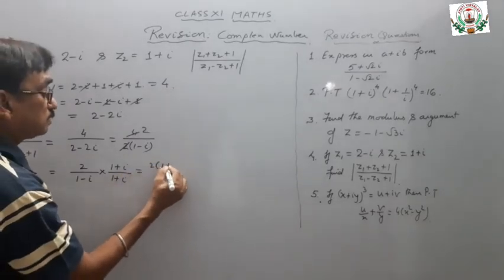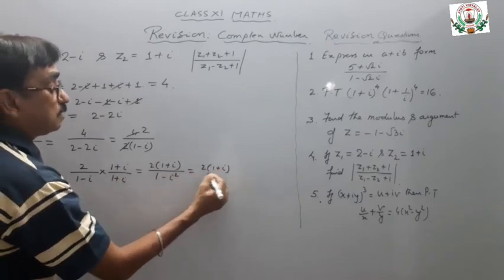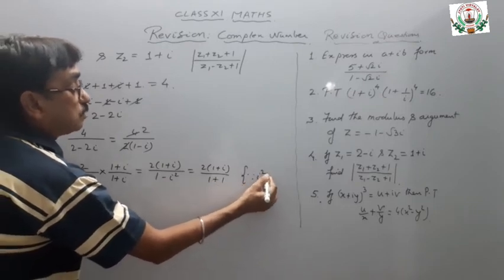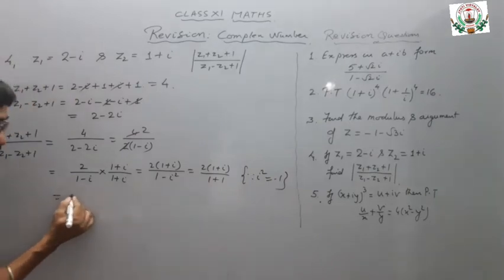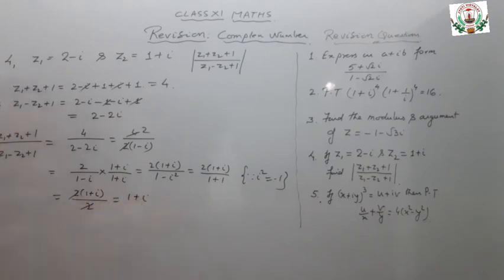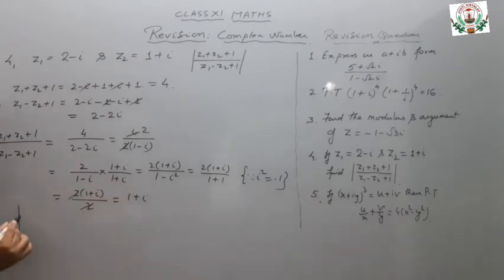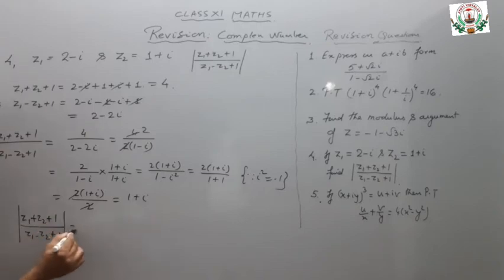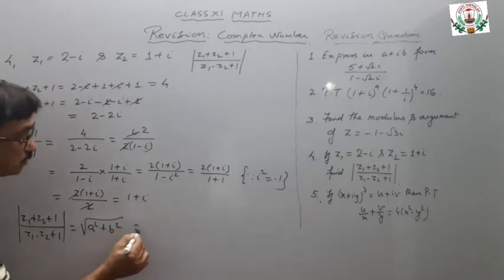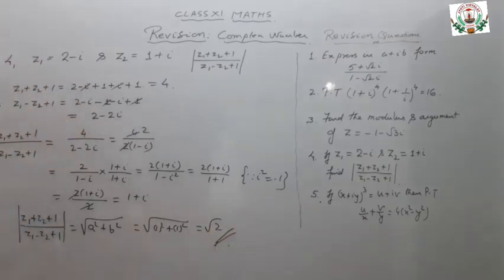So 2 into 1 plus i upon a square minus b square, that is 1 minus i square, 2 into 1 plus i upon 1 plus 1, as we know that i square is equal to minus 1. So we get 2 into 1 plus i upon 2, 2 and 2 cancel, so 1 plus i. So the complete z1 plus z2 plus 1 upon z1 minus z2 plus 1 is written as 1 plus i. Now I have to take the modulus of it. So the modulus will be equal to the square root of a square plus b square, that is root over 1 square plus 1 square, the coefficient of i being 1, so it is root 2. So that is our answer.